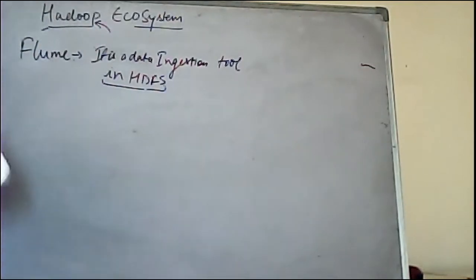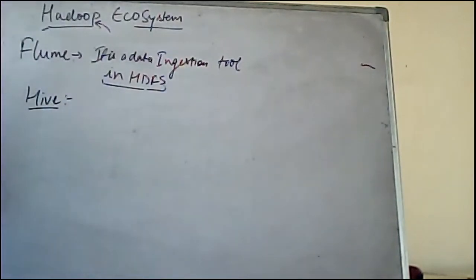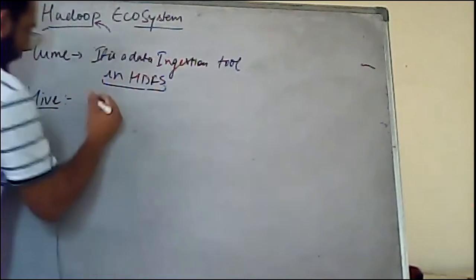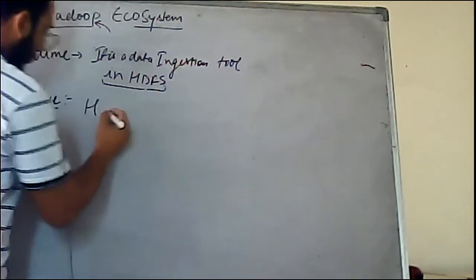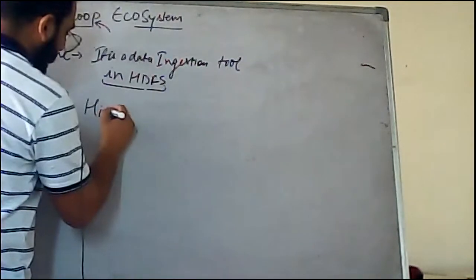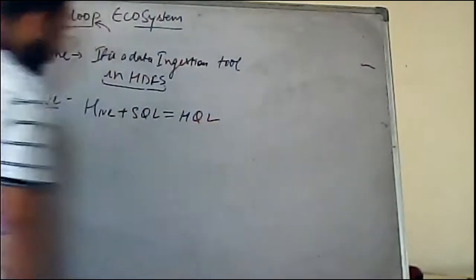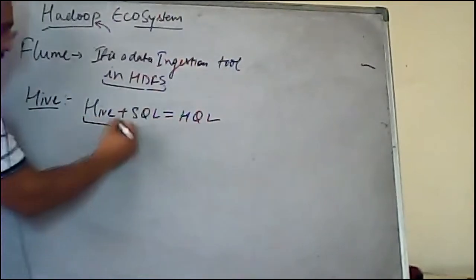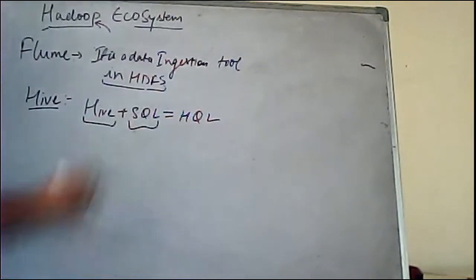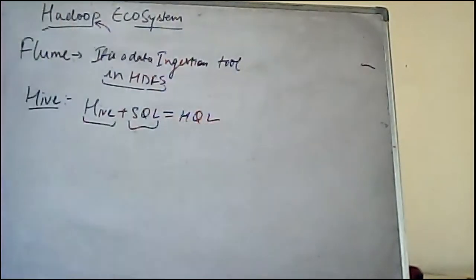Then there is another, that is Hive. I have told that this is a combination of two concepts, that is Hadoop as well as SQL, or I can say Hive plus SQL, that creates your HQL. Okay. Hive plus SQL, and the name is Hadoop query language. And it is also an open source data warehouse system.